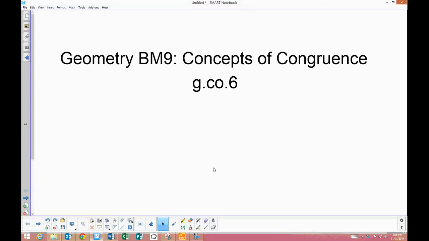Today we're doing Geometry Benchmark 9, which is called Concepts of Congruence. The Common Core standard for this benchmark is G.CO.6. So if you want to Google that standard, you'll find a lot of other resources on this topic.